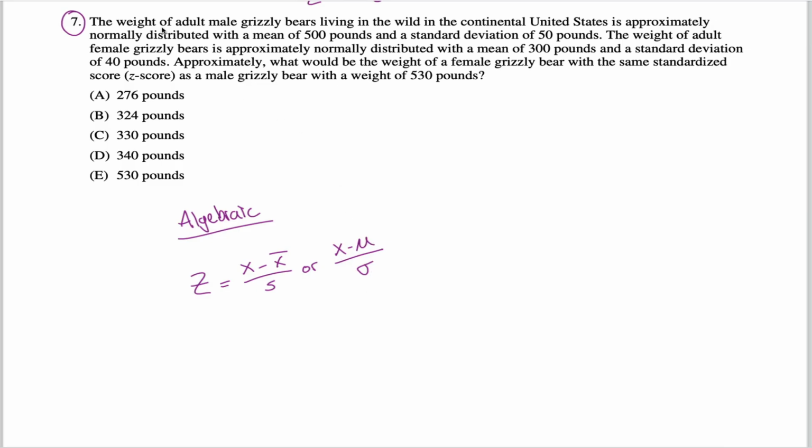So if we read through this problem, the weight of adult male grizzly bears living in the wild is approximately normally distributed with a mean of 500 pounds. So there's my mean right there. Maybe mu sub m for male is equal to 500 and a standard deviation of 50 pounds. So sigma sub m is equal to 50. The weight of an adult female grizzly bear is also approximately normally distributed with a mean of 300 pounds. So here's the mu for the females. That's 300, and a standard deviation of 40 pounds. So sigma for the female is 40.